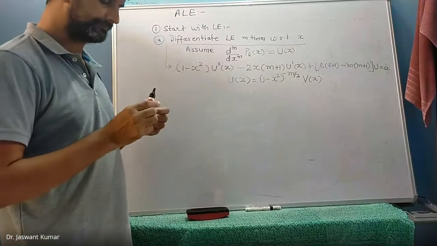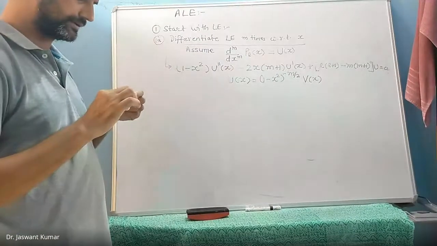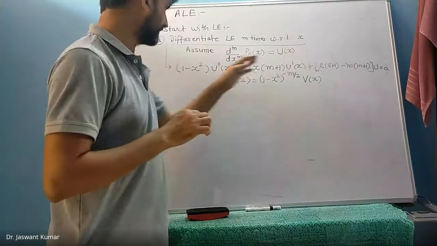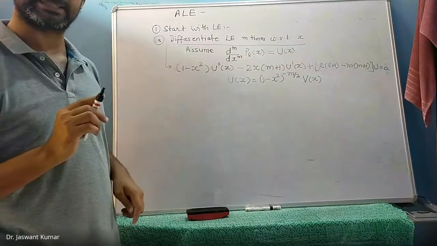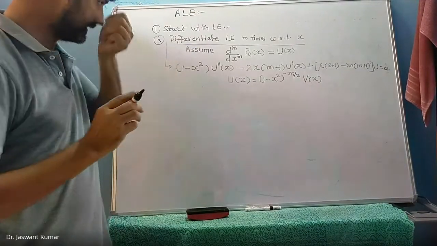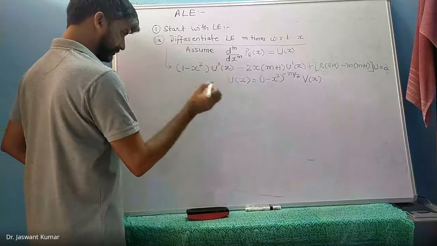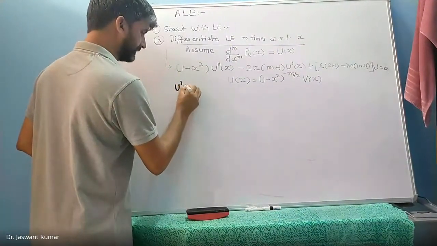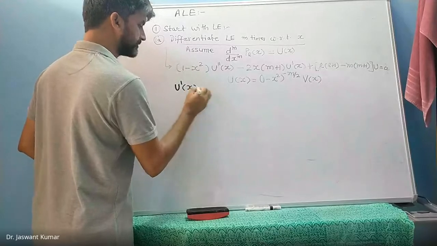After that we were doing the substitution, and in that substitution I think we had written what will be u dash of x and what will be u double dash of x. I will just repeat it. You can look at your notes if you want, and please tell me what is u dash of x.